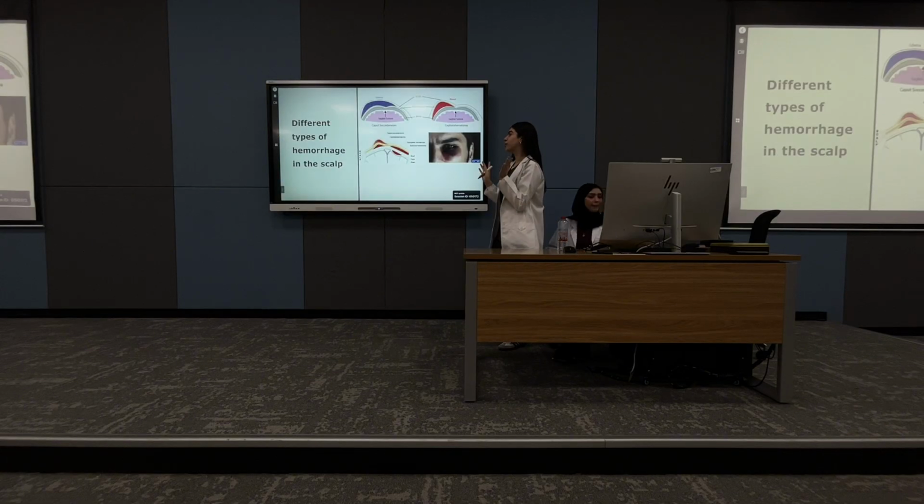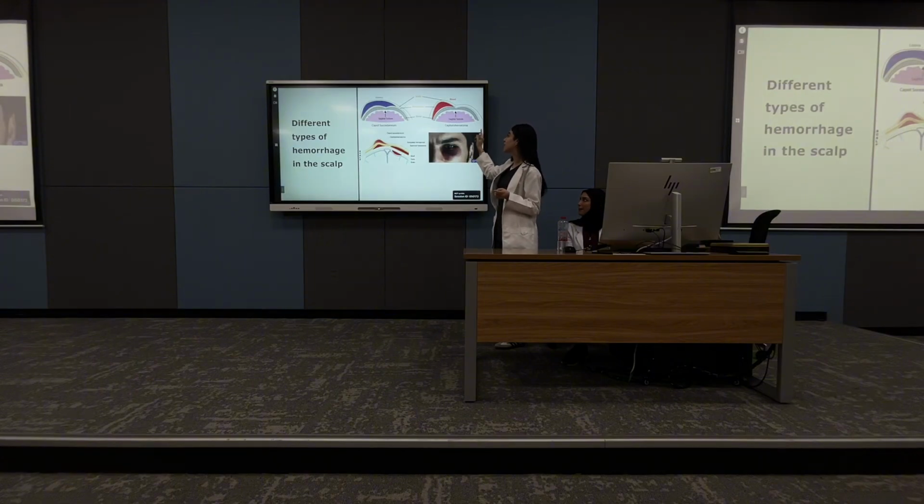Okay, so this is very high yield. You need to know the difference between each type of hemorrhage in the scalp. When I tell you the word caput succedaneum, the first thing that needs to cross your mind is that it crosses the suture line. C is crosses, S is suture. So remember this when you want to do any question, it crosses the suture line.